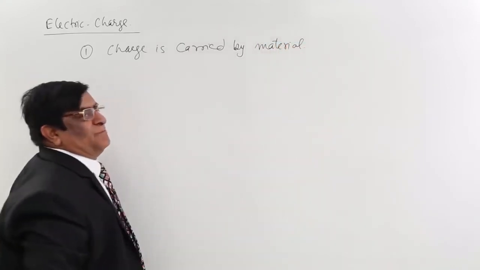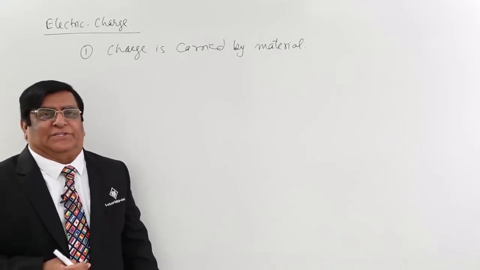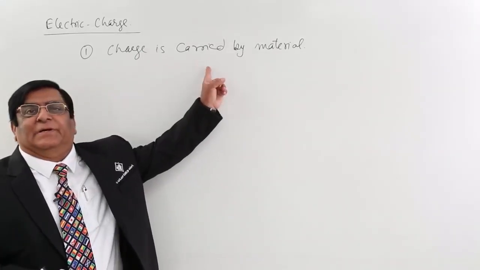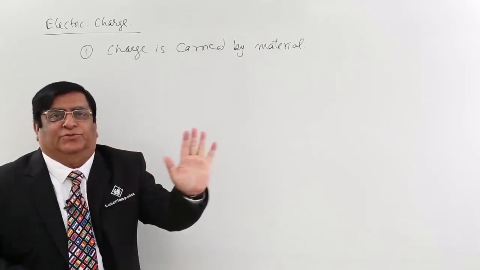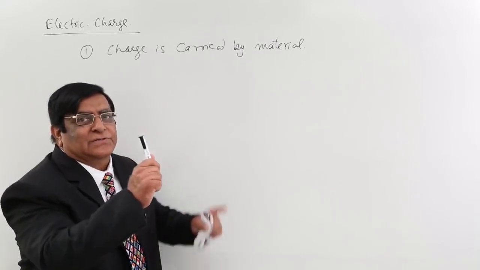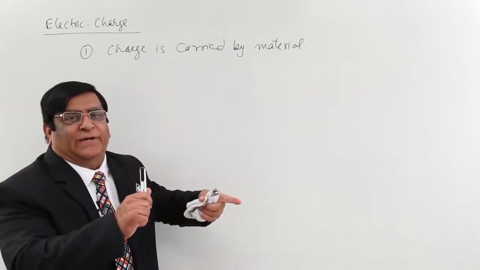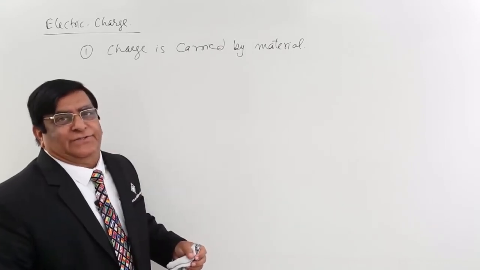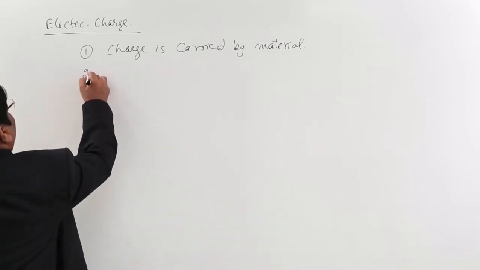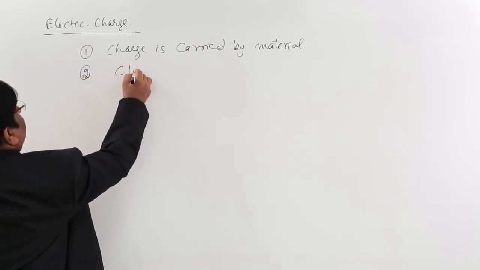If somebody asks me what is the most important feature for electric charge, I will say this is the most important feature. If there is no material, no charge. If I give it a charge, some material has come to it or has gone from it which is having charge, and that is carrying charge. Now another thing we discuss in the charge is the property of cling.